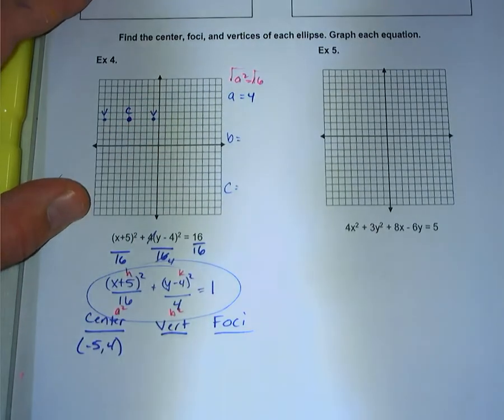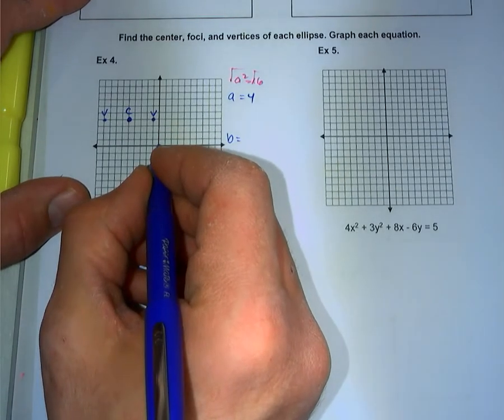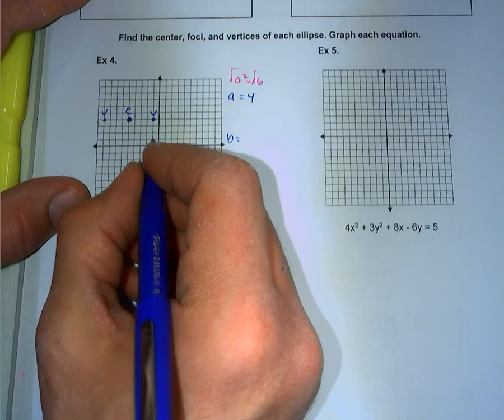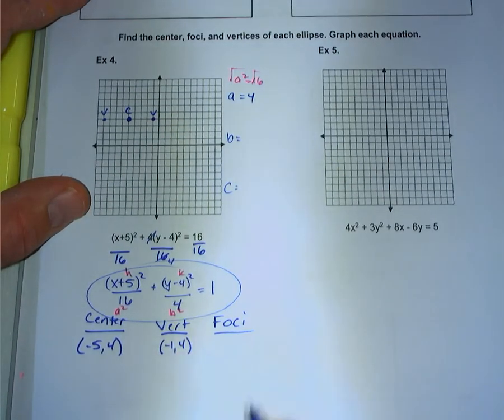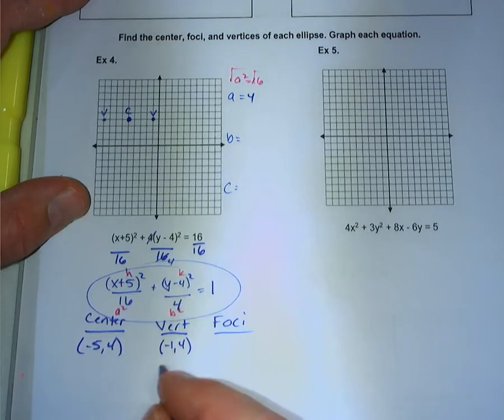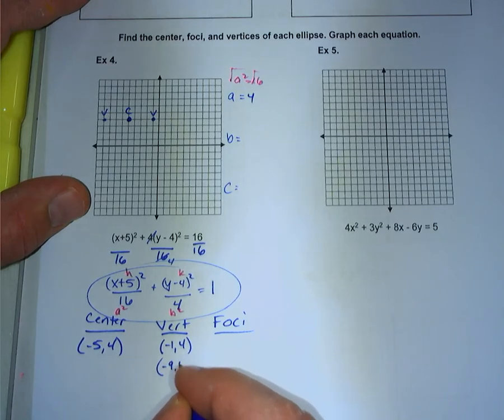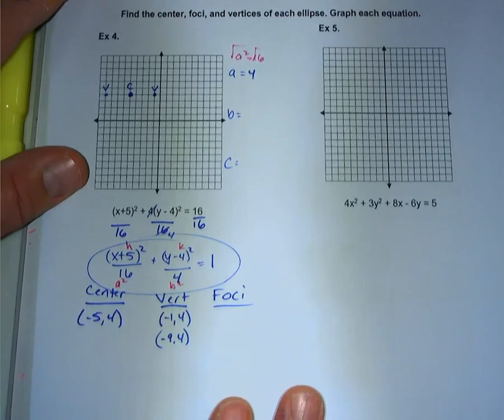Okay. I do ask that you come up with those vertices. So one way to do this, guys, is to just look at your origin and then count over 1 up 1, 2, 3, 4. So -1, 4, and this would be over 9 and up 4. So -9, 4. Now here's another trick.